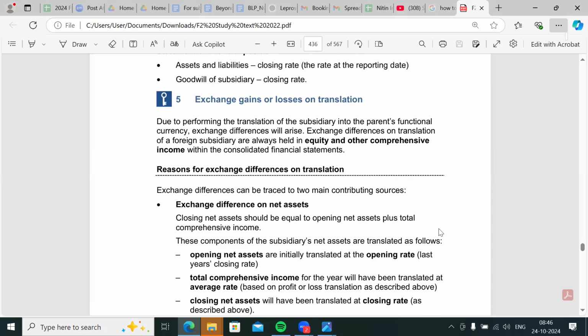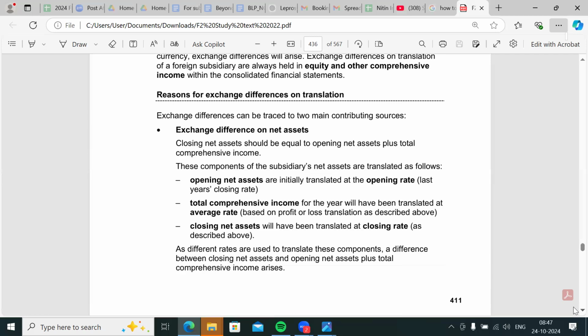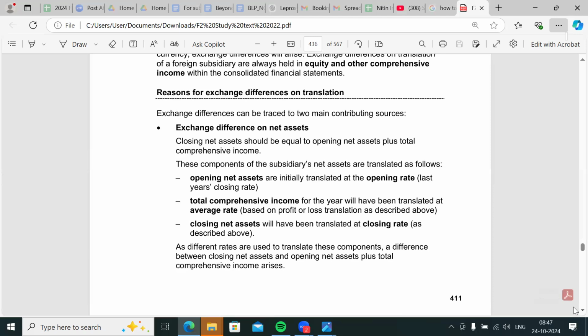Now you see the problem, because it will not match at all. Too many things have happened here. So that will give the difference, and that is the exchange fluctuation. As different rates are used to translate these components, a difference between the closing net assets and the opening arises as a balancing figure.